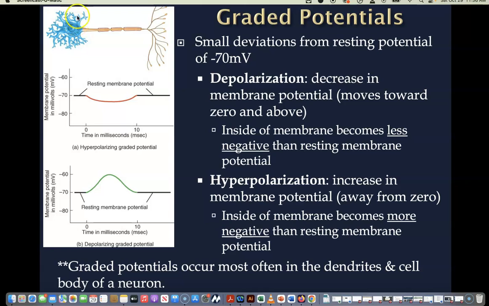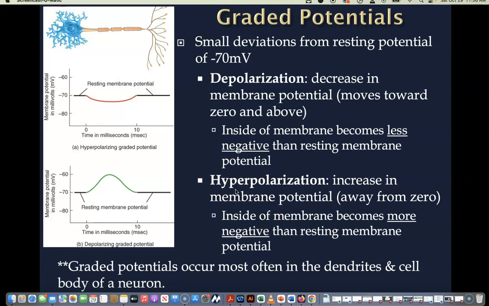So it's going to move down its concentration gradient out. So you're going to have a bunch of positively charged ions leaving this area, making it even more negative. Okay. So this is called hyperpolarization. And again, these two things are going to happen in our graded potentials.